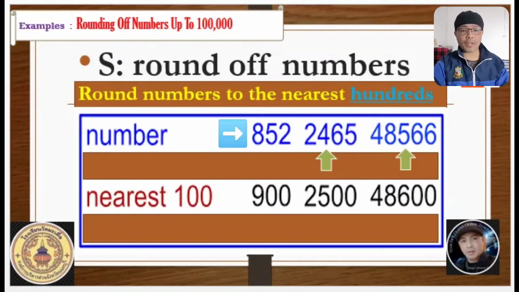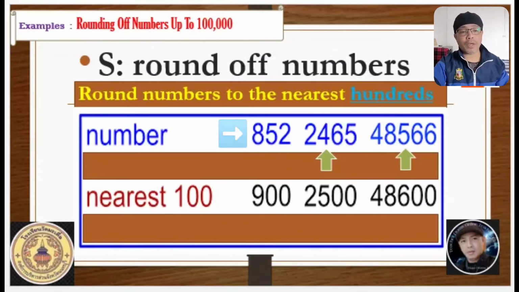For example, we have here 852. We look at 5 as the number right next to 8, which should be rounded. So 5 is a strong number, so it becomes 900, and 52 becomes 00. Another example we have here, 2,465. The number that should be rounded here is 4, and the number right next to it is 6. It's a strong number, so it becomes 2,500.